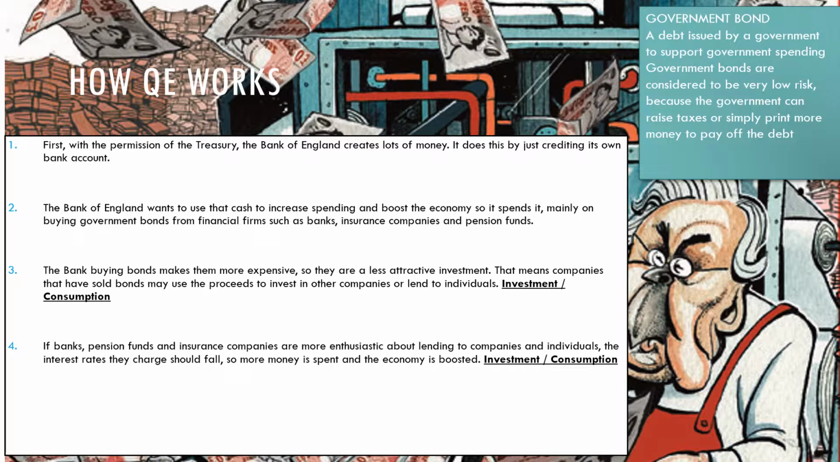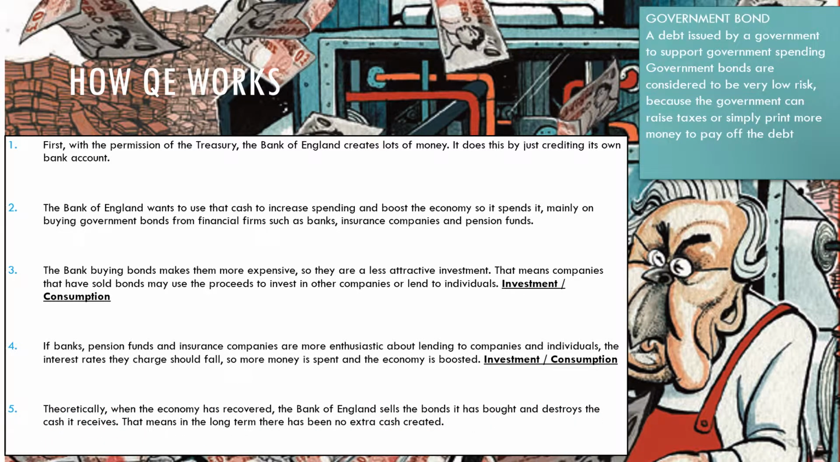If banks, insurance companies, people like this are more enthusiastic about lending because they have this cash, then they should, in theory, lower the interest rate that they charge, so encouraging further borrowing and spending, so more money is spent and the economy is further boosted. So there's a kind of double effect here. First, the cash can be lent out, but secondly, because there is more lending, then people are more willing to offer lower interest rates. And so there is a secondary round of more lending and consumption investments.